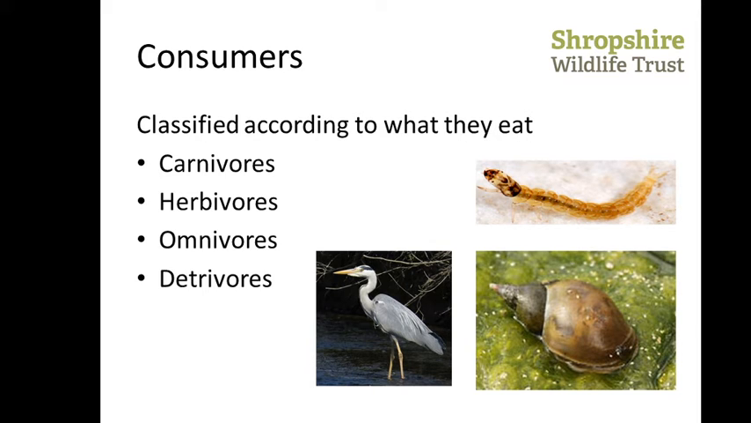how they eat or what they eat. So carnivores eat other animals. Herbivores, those heterotrophs, eat plants. Omnivores will eat both. And detritivores will specialise on eating material that started to break down already.